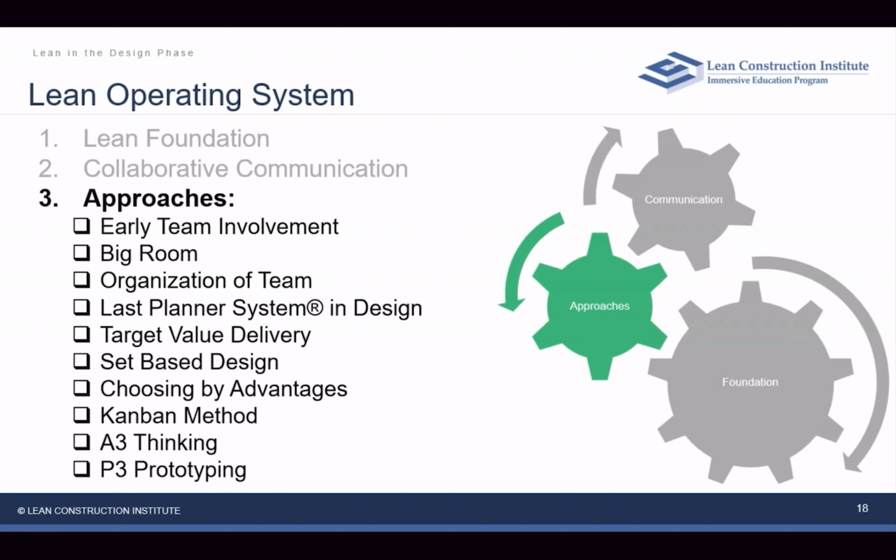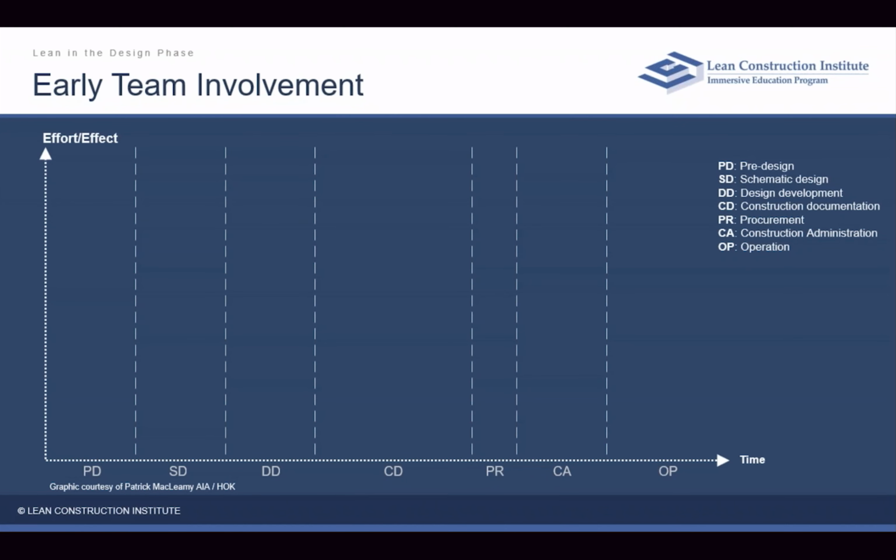I'm going to keep bringing this slide back so that you can see where we're at as we go. But let's start with early team involvement. Early involvement of construction and trade partners in combination with clear goals and high-performing teams has resulted in better outcomes for owners. So let's take a look at this chart.